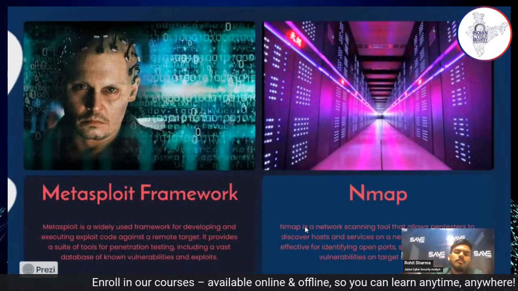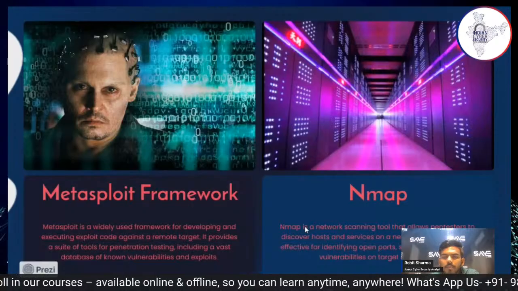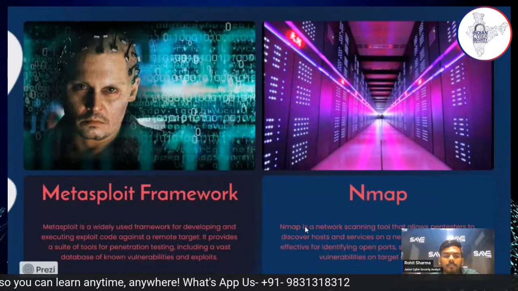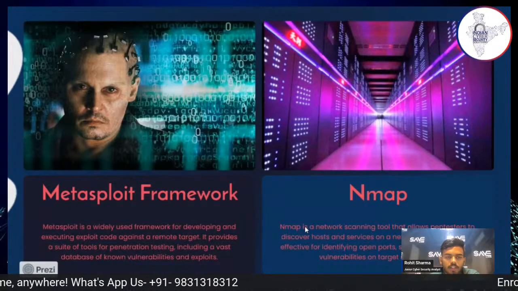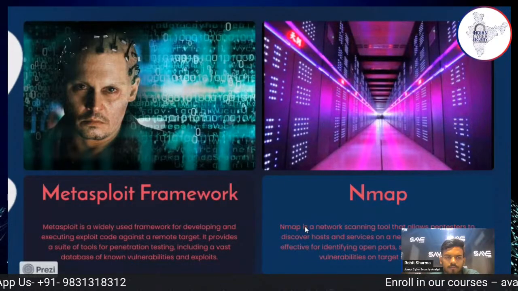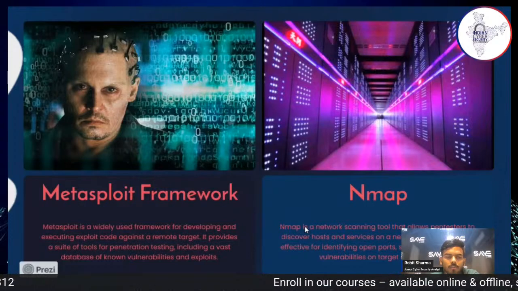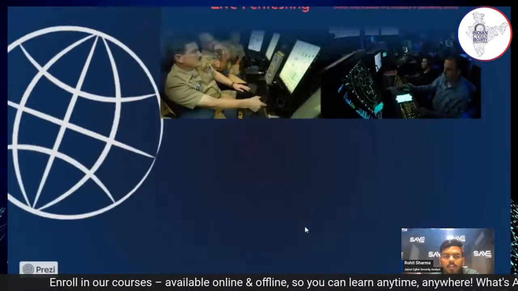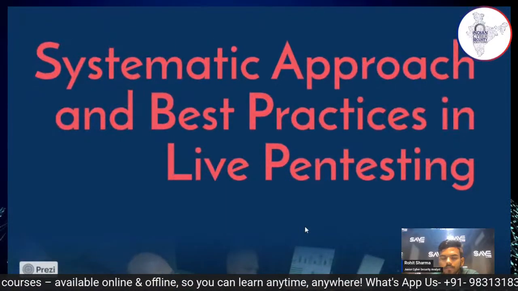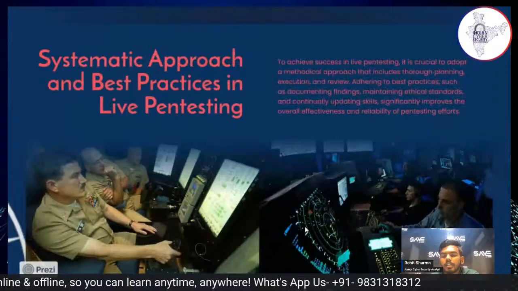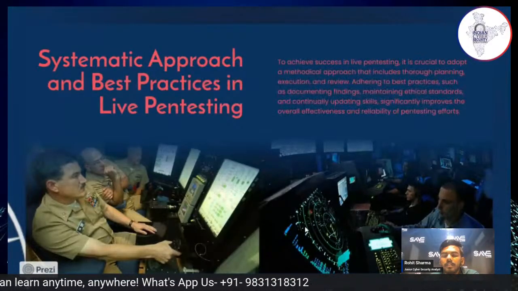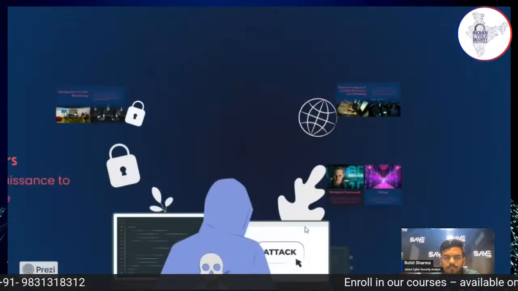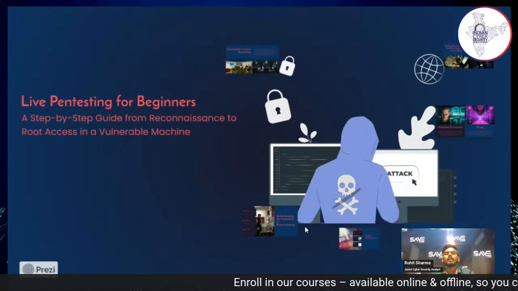Basically, we will use two tools: Metasploit framework and Nmap. Using these two tools, I will exploit the vulnerability of a basic pen testing machine, Metasploitable. If you are familiar with Metasploitable, there is a machine called Metasploitable Ubuntu. You will exploit that machine. So, a systematic approach for live pen testing. What is the methodology I am using? I will explain each by exploiting the vulnerability one by one. Okay. So let's begin the hacking part. Okay.